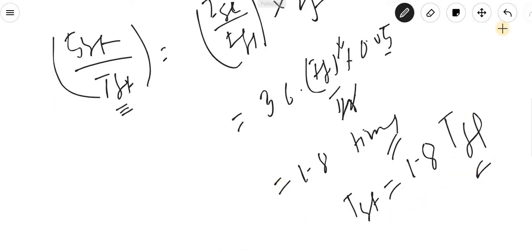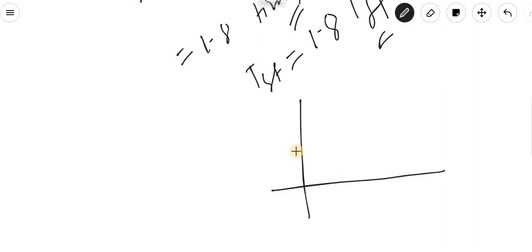Okay, so how can we explain this with the diagram? See, it is the torque speed characteristics.